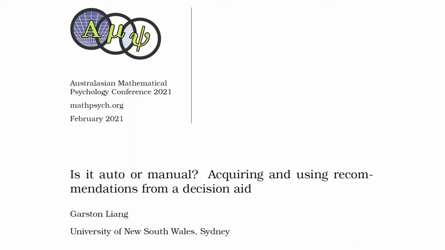I'm going to be presenting some work today on how people use decision aids and whether this changes based on whether the aid is automatically provided or manually sought out. This is work from my PhD that I've been doing with my supervisors Ben Newell and Chris Donkin.